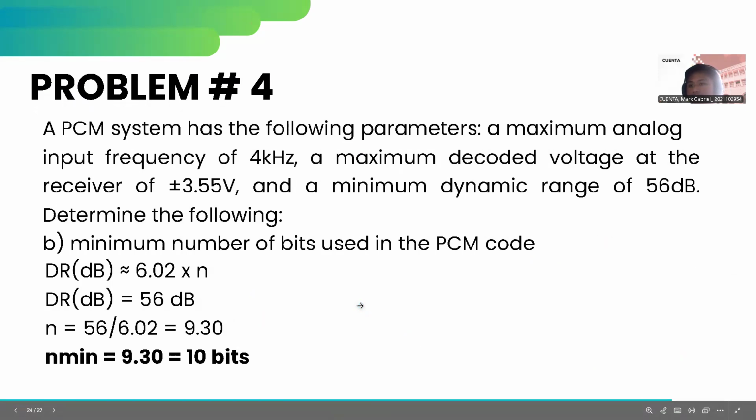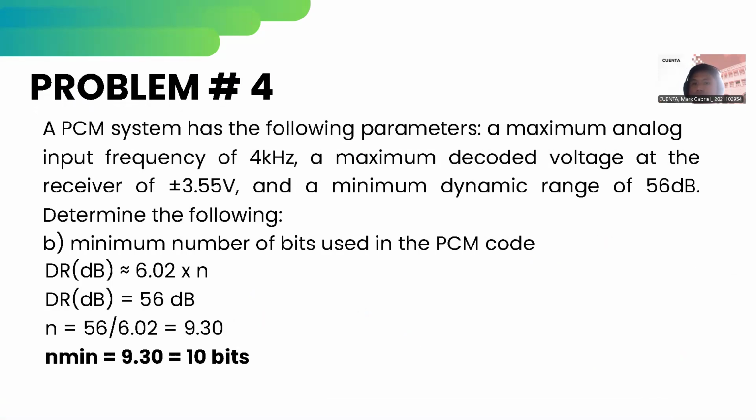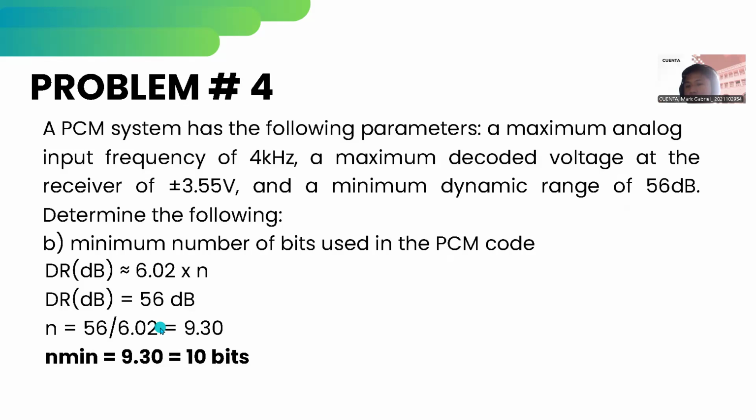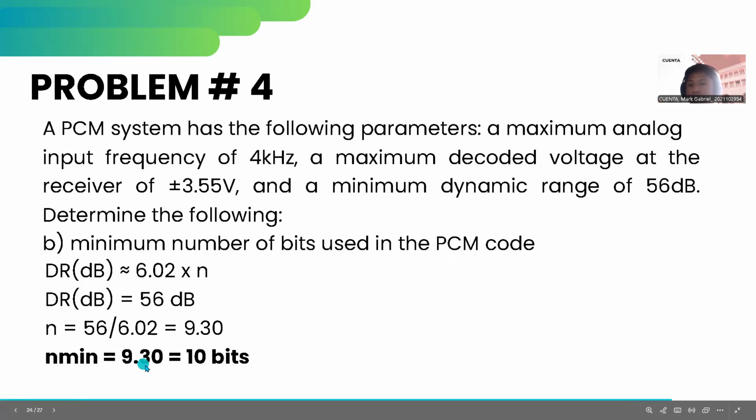Next is the minimum number of bits used in the PCM code. So DR in decibels is approximately equal to 6.02 times n, wherein the DR in decibels is equal to 56 decibels, again given with the minimum dynamic range of 56. So n is equal to 56 over 6.02 with the value of 9.3. So the n min is equal to 9.3, which is equivalent to 10 bits.